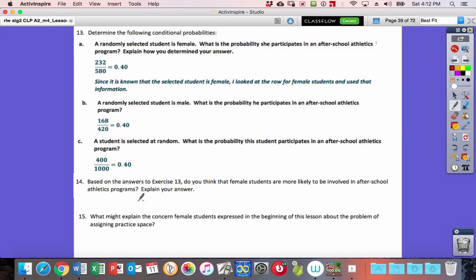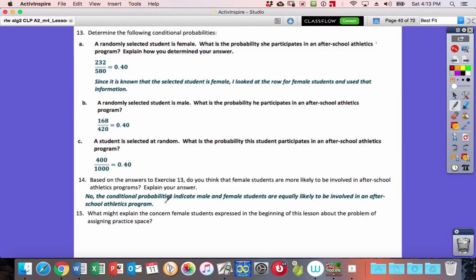Very interesting. Based on the answers, do you think that female students are more likely to be involved in after-school athletics programs? It says 40% participate. 40% of the guys do. I'm going to say no. It's exactly the same. It indicates that male and female students are equally likely to be involved in after-school athletic programs.